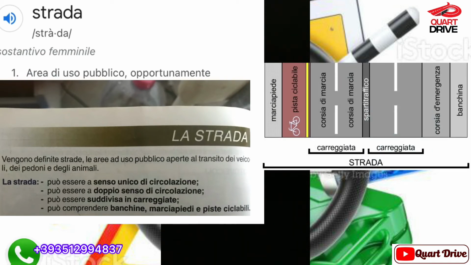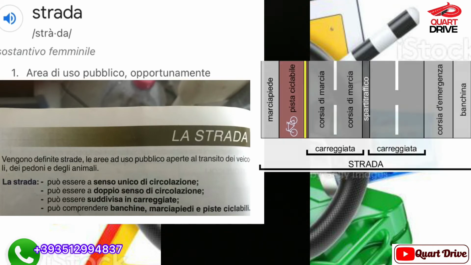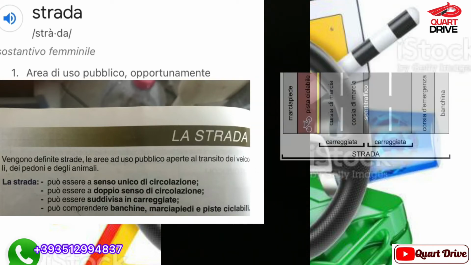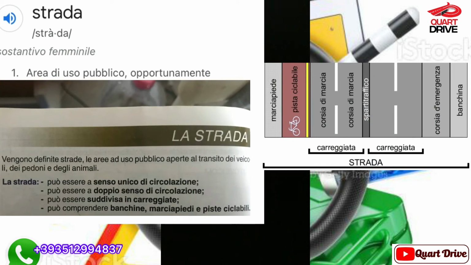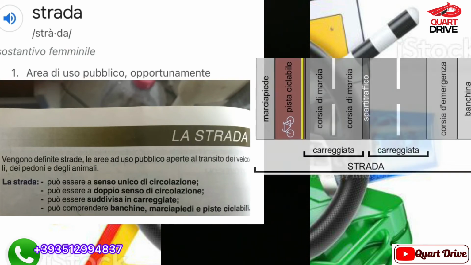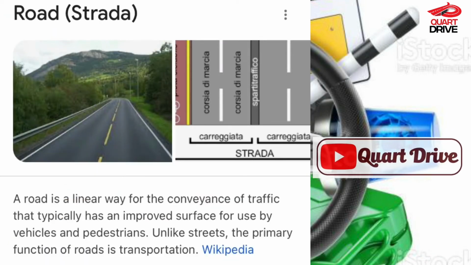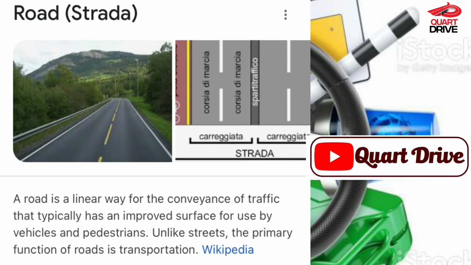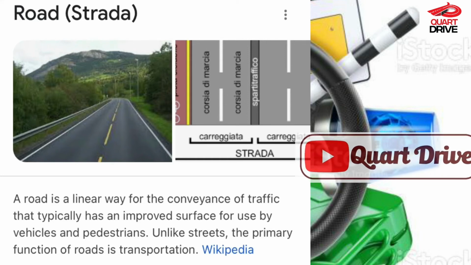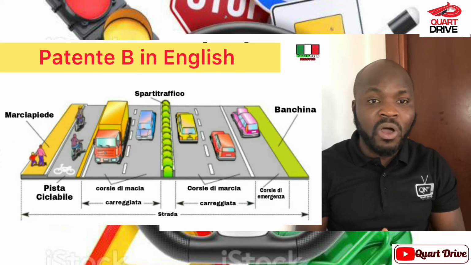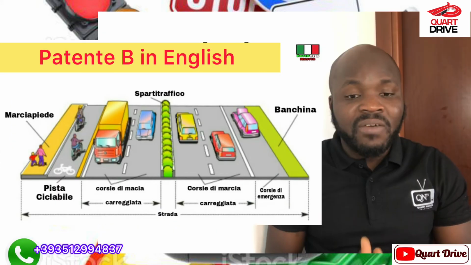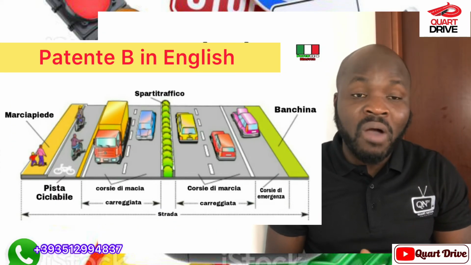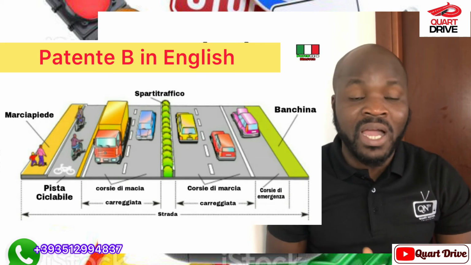That means it can be a part for the movement of bicycles, where people can pass, and also the other side of the road. Okay, so the road is a linear way for the conveyance of traffic that typically has an improved surface for use by vehicles and pedestrians. Unlike a street, the primary function of a road is transportation. And before you start as a new driver, these are the fundamentals of the road, things that you have to know before you can move a car on the road.